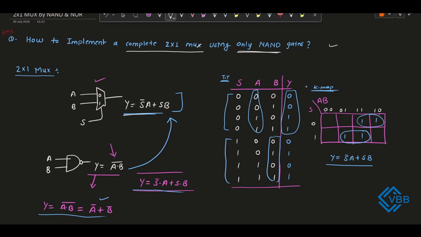One plus sign is present in the NAND gate expression, and one plus sign is present in the MUX expression as well. So remember one thing: whenever you are implementing any Boolean circuit using only NAND gates, try to convert the expression into SOP format, because the NAND gate naturally produces output in SOP format. If you are able to convert the implementing expression into SOP format, then it is easy to implement using NAND gates. So now let's implement this circuit.